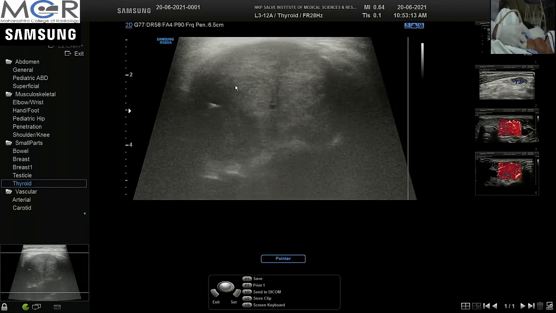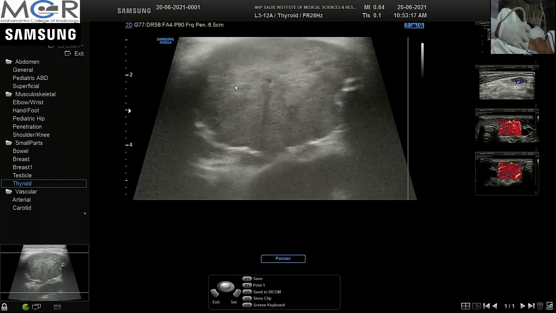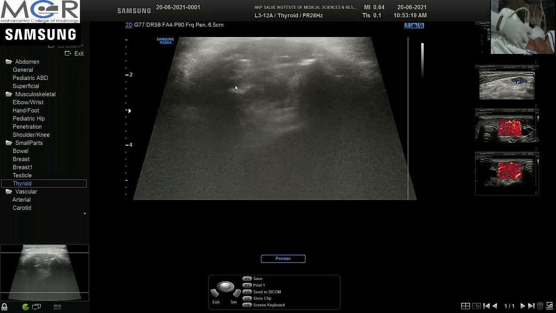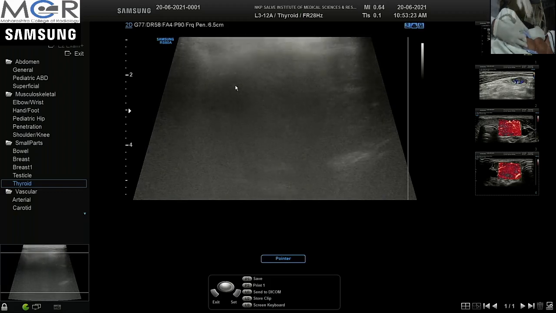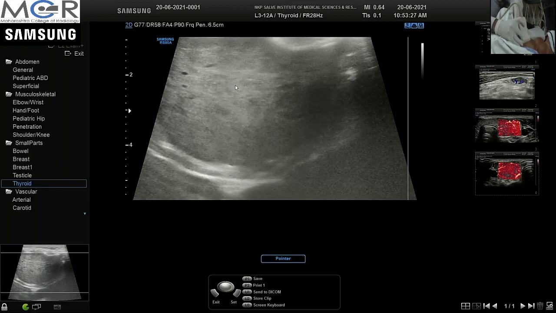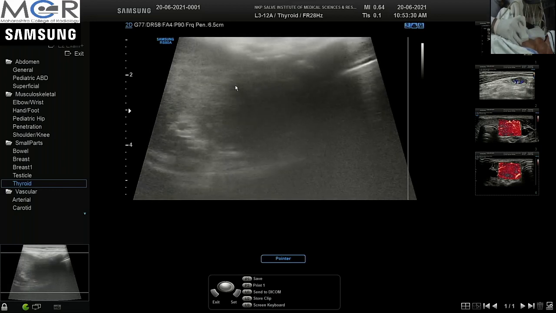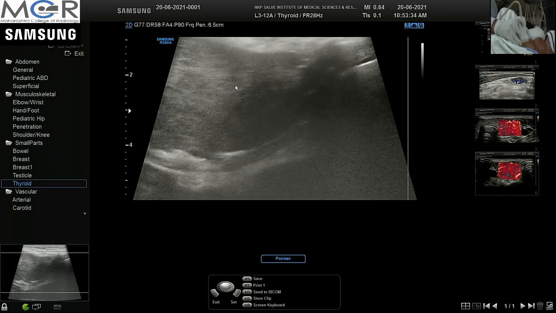We'll adjust our parameters a little bit so that we can see it nicely and try to see whether we can see the lower margin of the enlarged lobe due to that large mass. I have made the probe in the long section and try to see whether we can see it. So it is very difficult here to see.